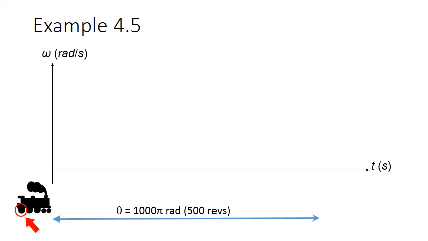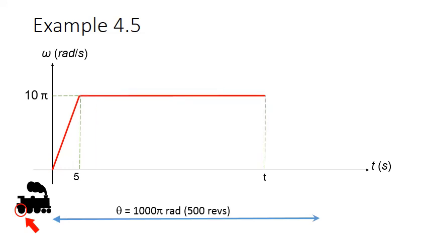Next, the problem says that the wheel starts from rest and accelerates uniformly in 5 seconds to an angular velocity of 10 pi radians per second. Thereafter, it maintains this particular angular velocity for a certain time, which we assume as t along the time axis. Thereafter, in 20 seconds time, it decelerates to a complete stop. And this is the angular velocity time graph for the wheel.